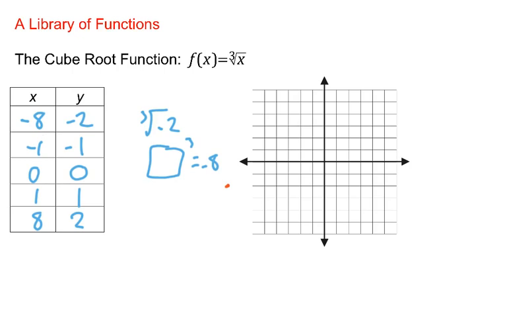Plotting some of those points. Here's the negative 8, negative 2. There's negative 1, negative 1, 0, 0, 1, 1. And 8, 2 will kind of be right about there. Now, if you look at that, erasing some of the stray marks that I made, that looks a whole lot like the wiggle shape that we saw for f of x equals x cubed, except instead of opening upward, it opens sideways, a sideways wiggle.